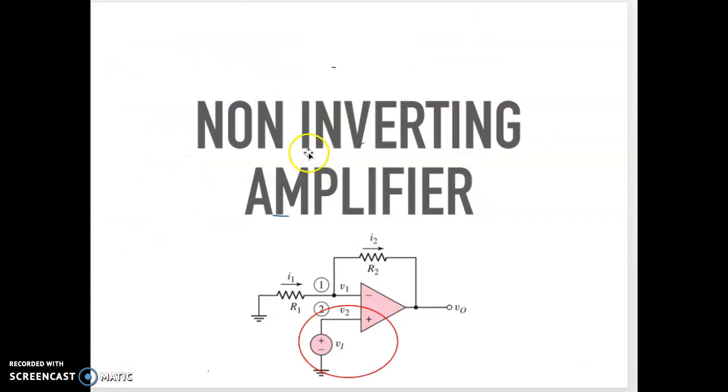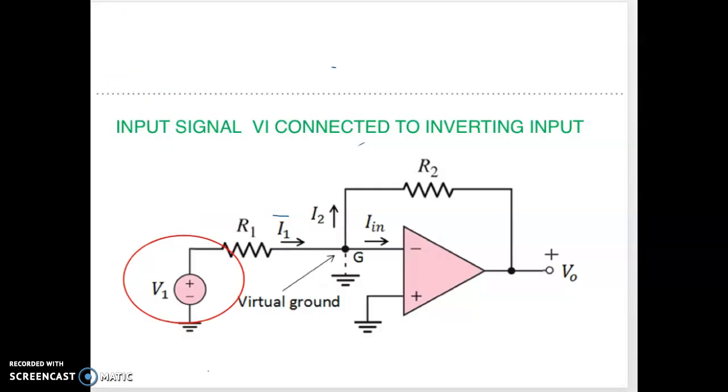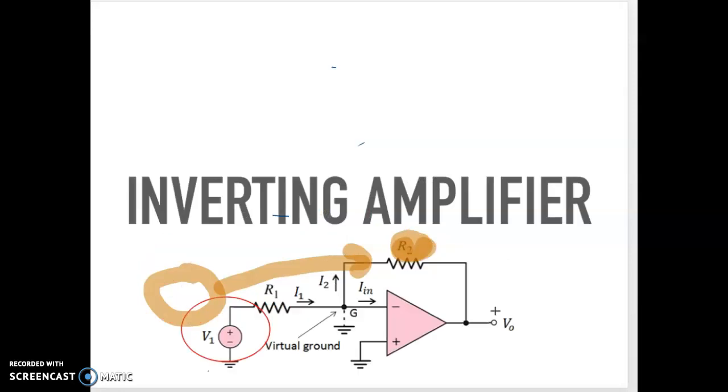For the next video, we will move forward to the non-inverting amplifier. So as the conclusion, what is an inverting amplifier? Always check where your input is connected. Here your input is connected at the inverting input. So this is what we call an inverting amplifier.